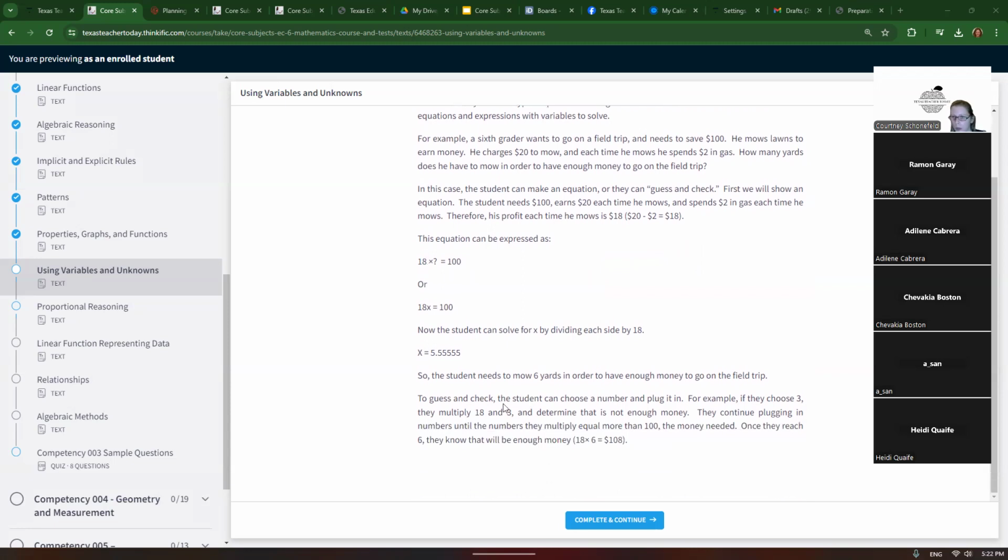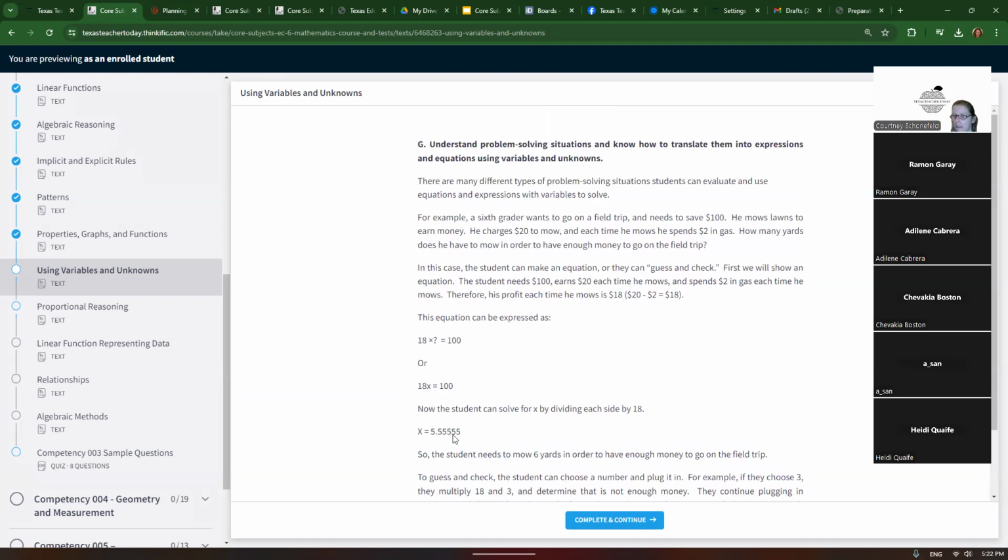And that's a real world problem where they're figuring out how much. If let's say you struggle with setting up equations and that way doesn't make sense to you, you could also guess and check. You could just say, okay, well, maybe if I mow 3 lawns, 18 times 3 is 54. That's not enough. And then I say, well, what if I did 5 and that's not enough either? And then I get to 6 and it's a little bit more. Well, I know that they have to mow 6 because you can't mow 5.55 lawns, right? So it has to be 6 lawns.